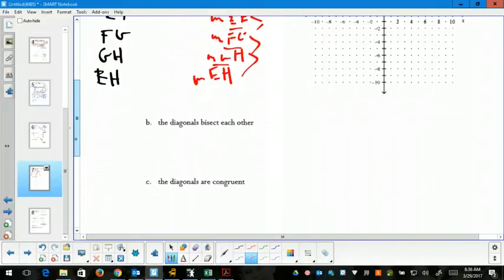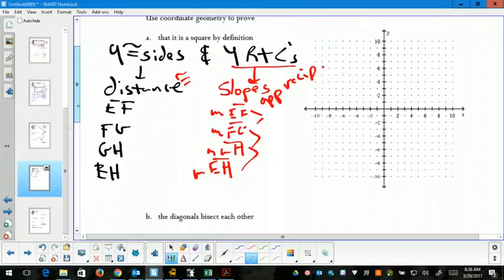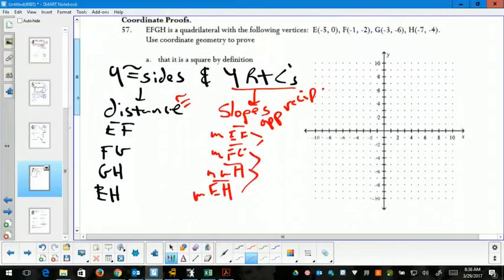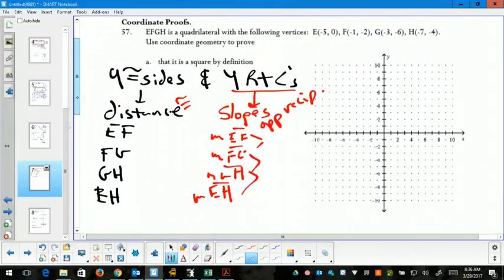Again, I'll have that available. The ones I really want to take the time to go over are the diagonals. So it might help for me to write down my points. I'm going to write them on the main board so I can still see them. You can obviously see them on your paper. -5, 0, -1, -2, -3, -6, and -7, -4.